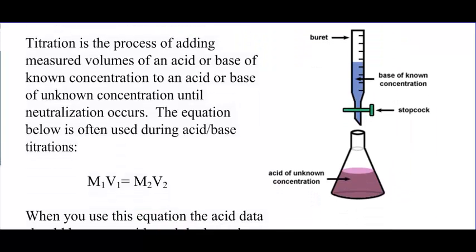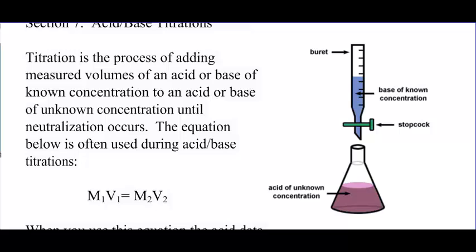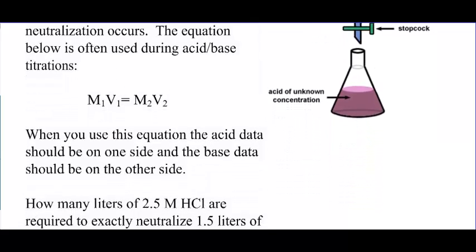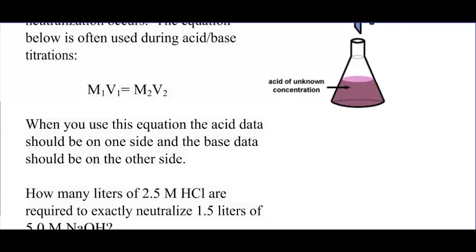Okay? Today in class we learned how to do a titration. A titration is just the act of neutralizing for the purpose of finding the unknown concentration of an acid or a base. Okay, so we'll talk more about this in class tomorrow where we get our actual titration data. Okay? The M1, or we call it MA, VA equals MB, VB.